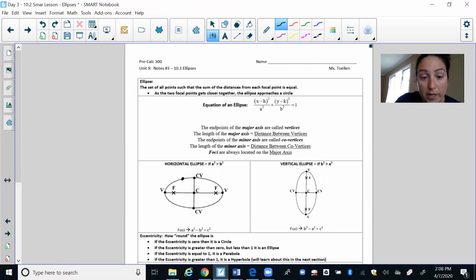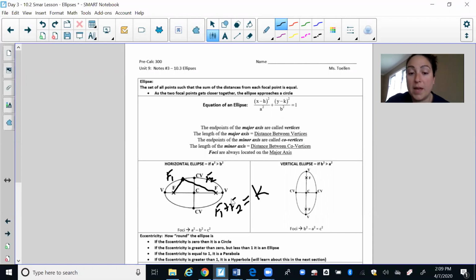So if I pick a point on my ellipse, the distance from one focus and the distance to the other focus to that point, that sum is always equal. So F1 plus F2 is always equal to a constant. We'll call it K. So that is what an ellipse is: a set of all points where that sum is constant. A little bit of vocab.